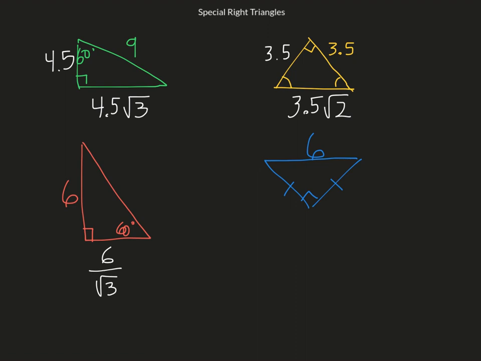So this should be 6 divided by the square root of 3. Now, I'm not allowed to leave a radical in the denominator. That means a square root. So I have to move it to the numerator. This is called rationalizing the denominator.